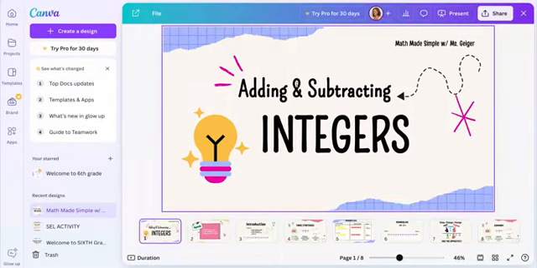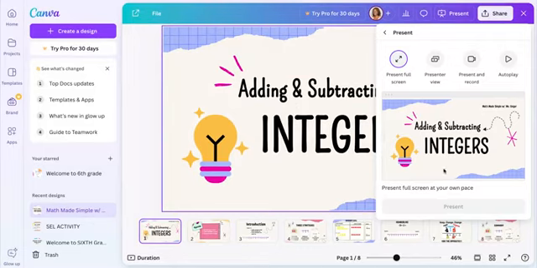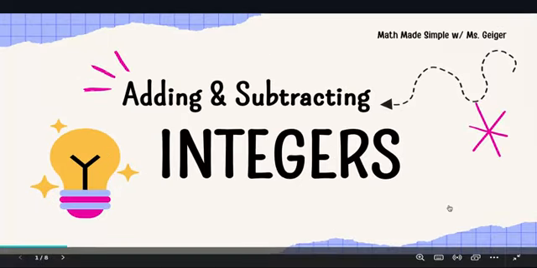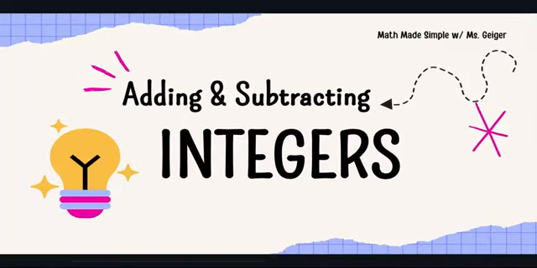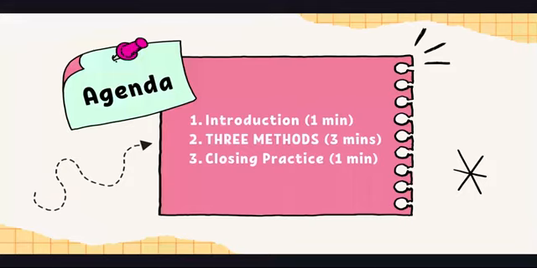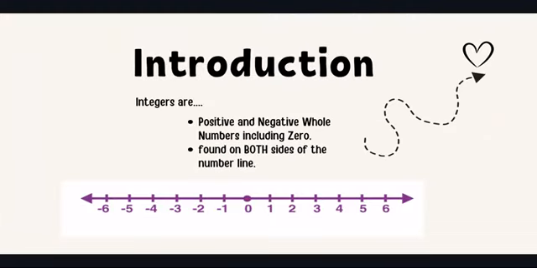Hi, scholars. This is Miss Geiger, and today I would like to show you three ways that I add and subtract integers. First, I'm going to do a small introduction just in case you forgot what integers were. Then I'm going to show you my three methods, and then we're going to practice. Is that okay? Okay, let's start.